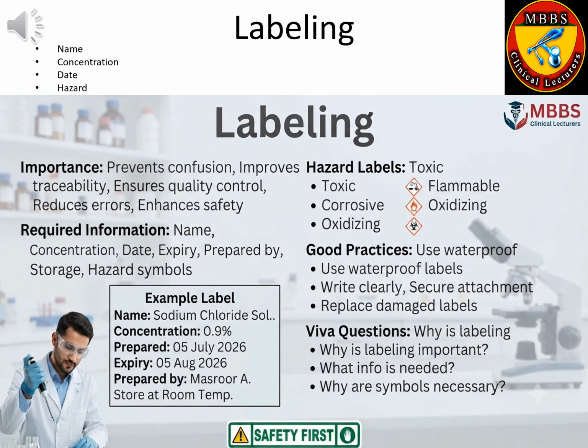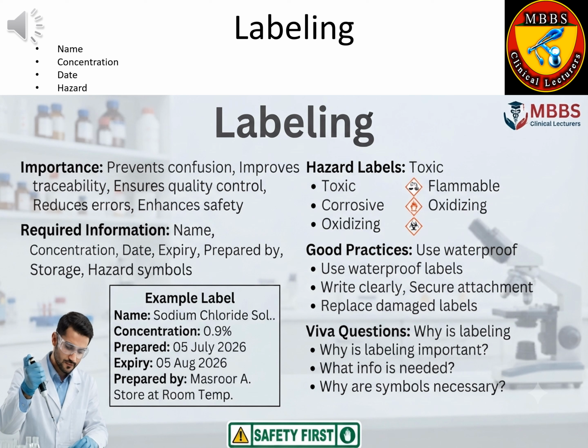Importance of labeling: prevents confusion, improves traceability, ensures quality control, reduces laboratory errors, enhances safety. Hazard labels. Hazard labels indicate toxic, corrosive, flammable, oxidizing, biohazard. These symbols help laboratory personnel handle chemicals safely.